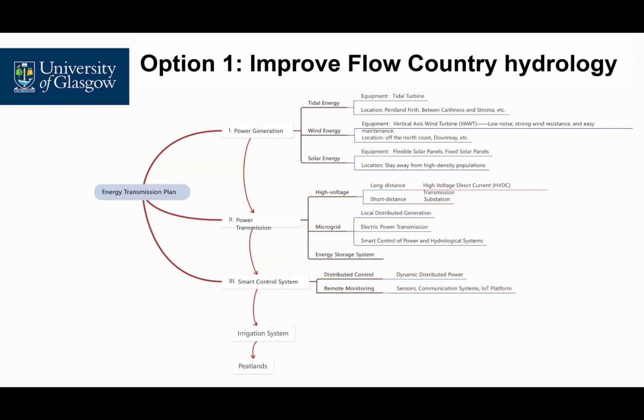There are 5 ways to do that. The first one is power generation. It has tidal energy, wind energy, and solar energy. Second one is power transmission. 3 parts for that: high voltage, microgrid, and energy storage system. Third one is smart control system, the neurogrid system, and finally, peatlands.